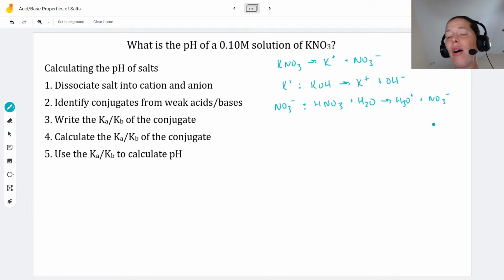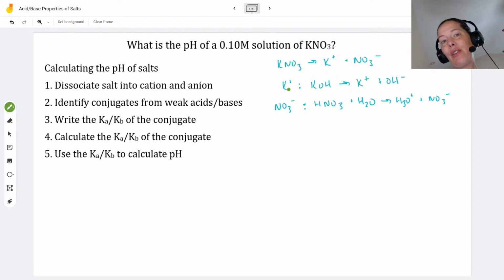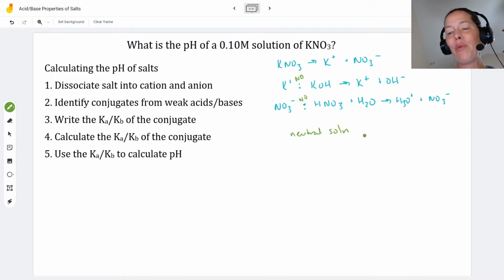Okay, so what's going on with this that makes it really easy is that I have got the cation from a strong base and the anion from a strong acid, which means neither of these ions have acid-base properties. So I'll even, just like we did before, write no for no acid-base properties. That means in aqueous solution, neither the cation nor the anion is going to change the pH. So this means we don't actually have to do a calculation for this problem because this is a salt that gives a neutral solution, which means our pH is 7.